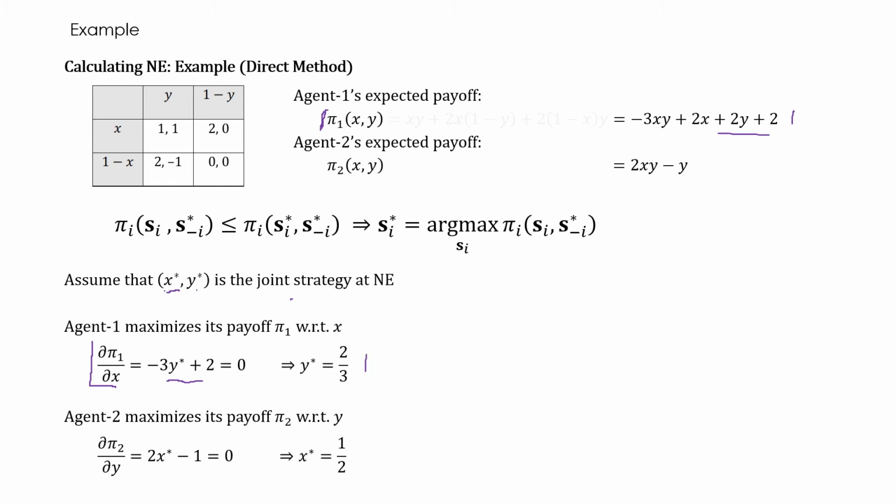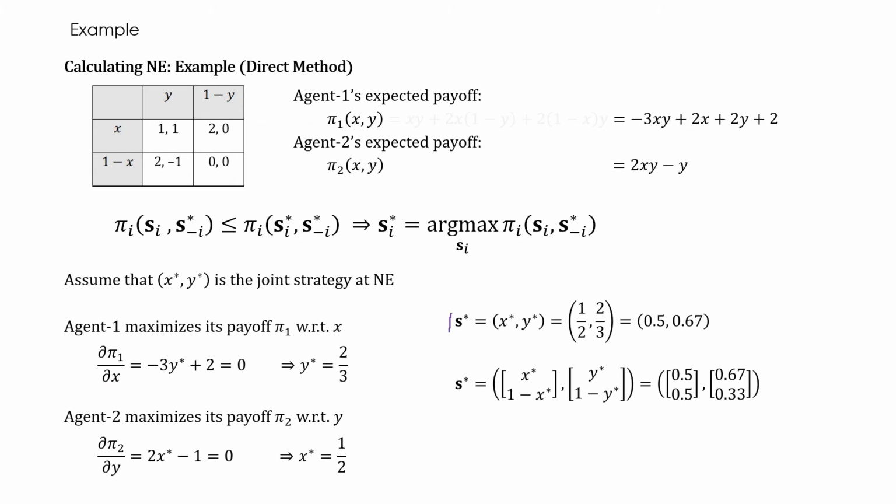In a similar manner, agent 2 has only y in control, right? So agent 2 tries to maximize its payoff with respect to y. Therefore, taking the derivative of pi 2 with respect to y, we get 2x star minus 1 equals 0 at NE. Therefore, x star equals half.